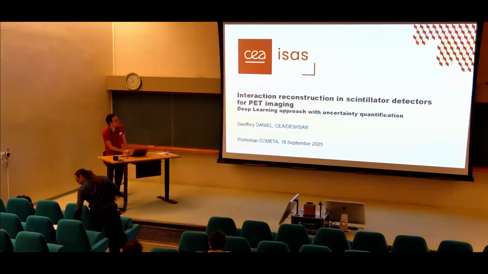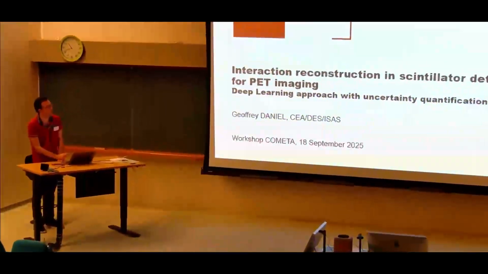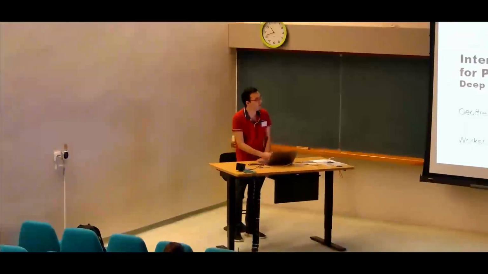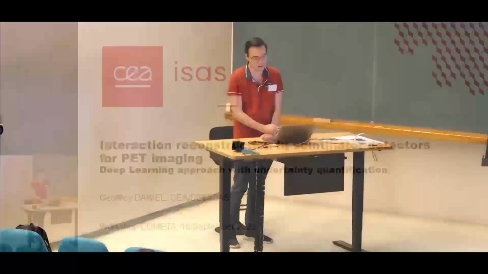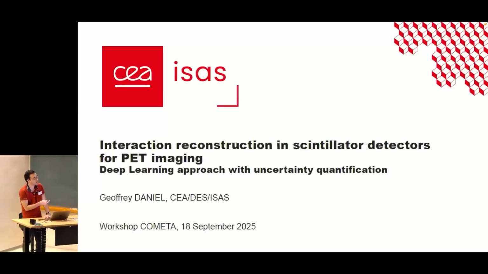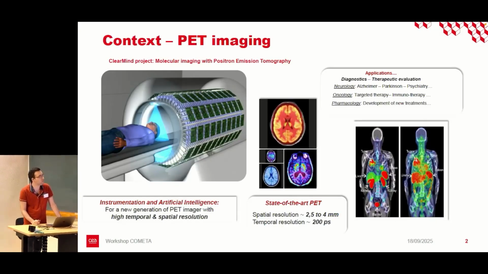As it has been said, I will talk about gamma ray photon interaction reconstruction for positron emission tomography imaging, which is medical molecular imaging for medical purposes. I use here a deep learning approach with uncertainty quantification to do this reconstruction. First, I will start with a few words on PET imaging.